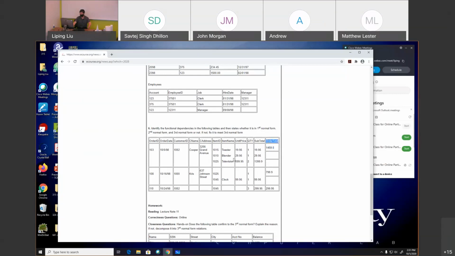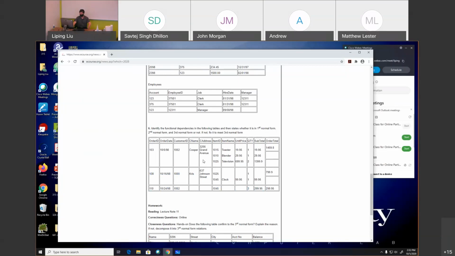So if you understand that each order is made by only one customer, then this order ID should be the primary key for all these records, right? So order ID 103 is for this record, 108 for the second one, 110 is for this one, right?